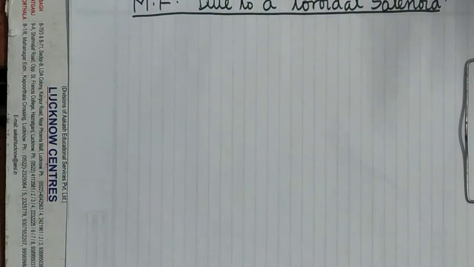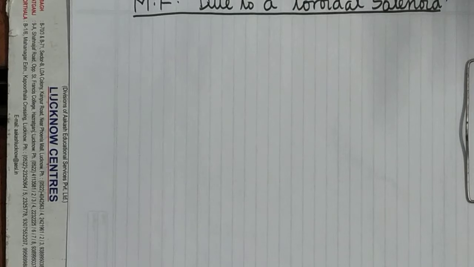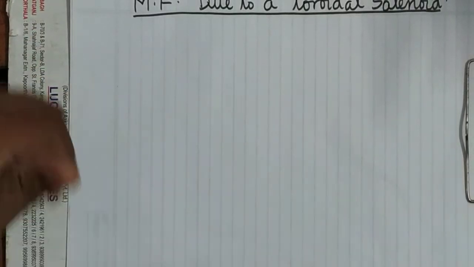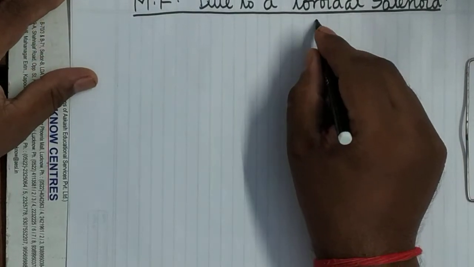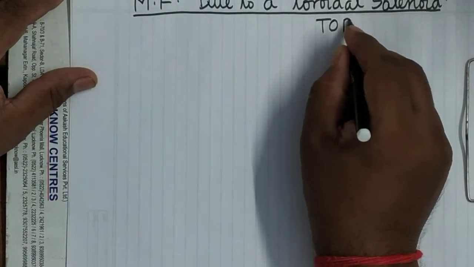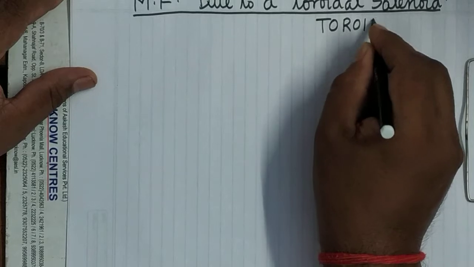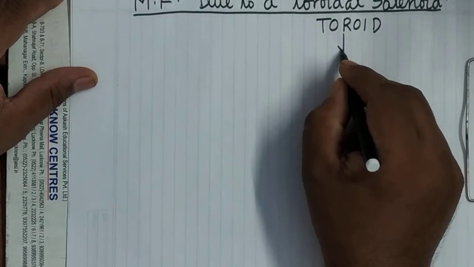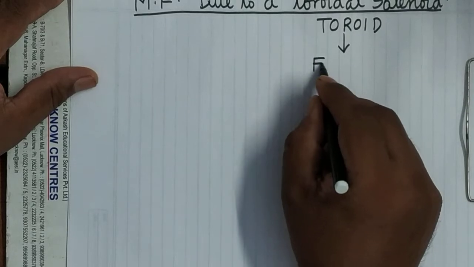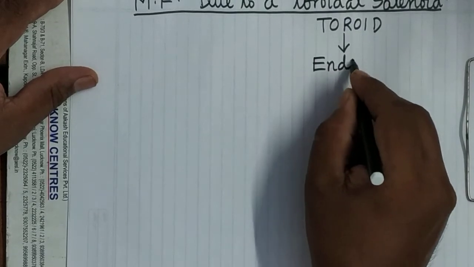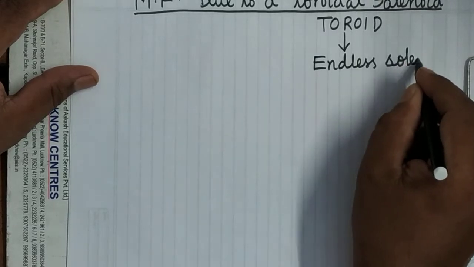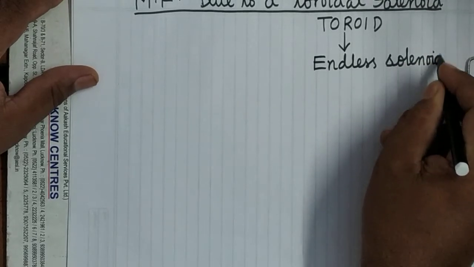Hello students, today I will begin the magnetic field due to toroidal solenoid. So first you should know what a toroidal solenoid or toroid is. A toroid means an endless solenoid, which has no end.